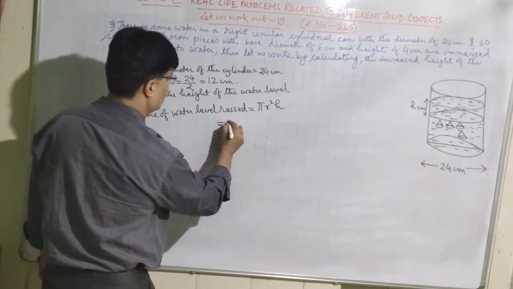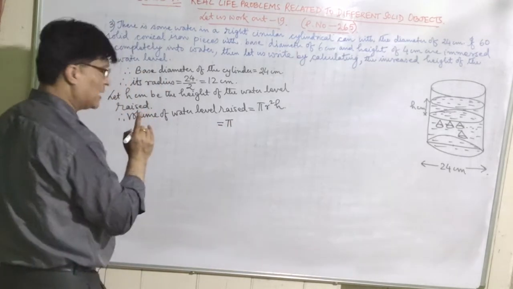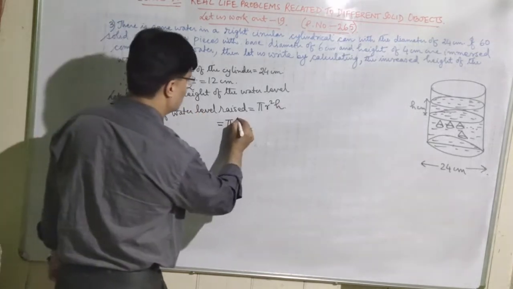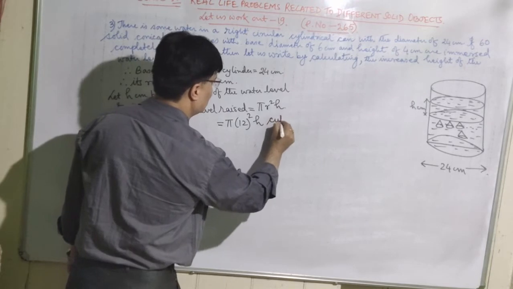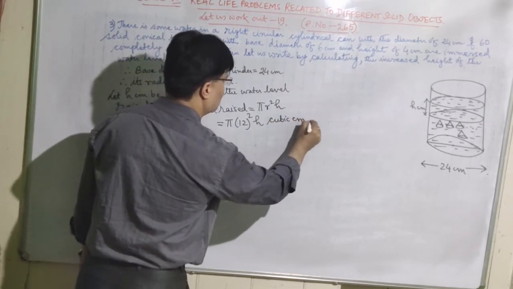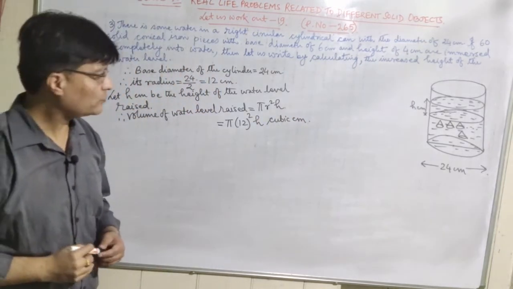So the volume is equal to pi, which remains as it is. What is r? Its radius is 12, whole square. And what is the height here? h. What is the unit? It is cubic centimeter. Okay.